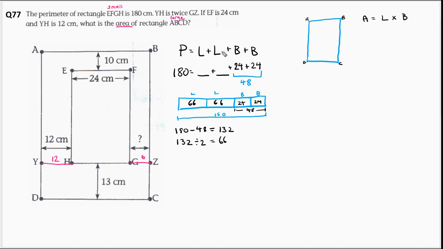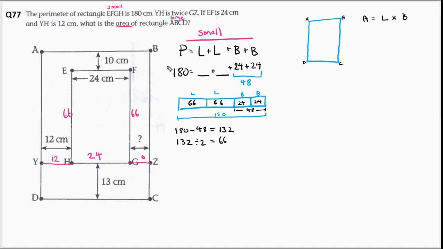So now, what is this all about? This is about, and I should have labeled that, the small rectangle here that I'm doing calculations for, and this is all to do with the perimeter. Okay, so let's put in these numbers. So if that's 24, this is 24. And I also know that this here is 66, and this is 66. E to H is 66, and F to G is 66.